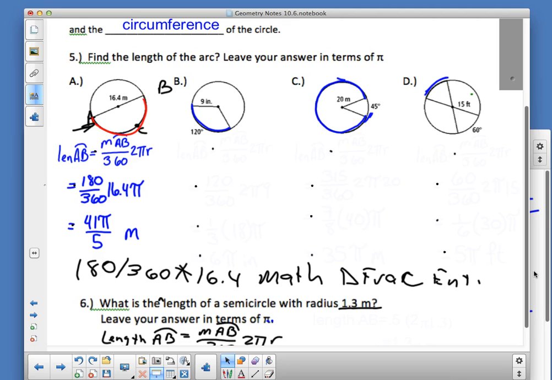Double arrow. See that double arrow on the problem? You got to use that, and that's what you can do. So this is what's going on. If I got a TI-30X, I can put in that information. I can go 180 divided by 360 times 16.2. That's what it is there. I hit enter, and it gives me that.